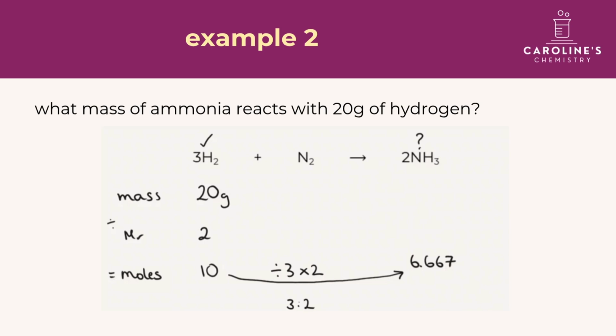Now we're going to work up the column. The MR of the ammonia is 17. That's 14 from the nitrogen plus 3 lots of 1 from the hydrogen. In order to work out the mass, we do the 17 times by the 6.67. That gives us an overall answer of 113 grams, not forgetting units.